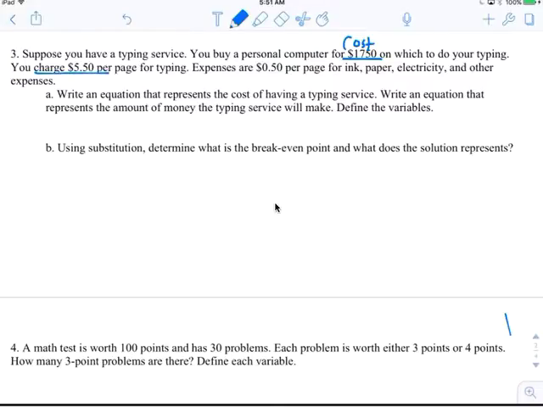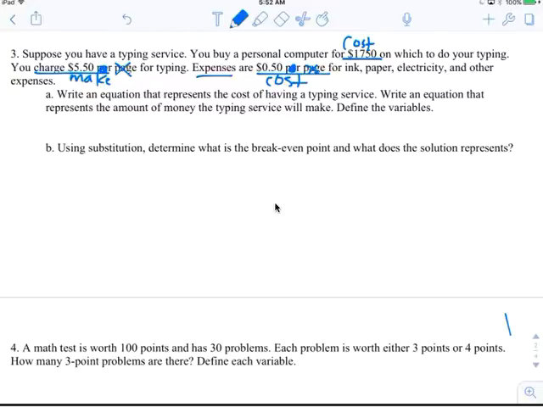You charge, so this is what you're going to make: $5.50 per page, x number of pages. See if it changes on us. Expenses are 50 cents per page, x. Expense means cost. That's for ink, paper, electricity, and other expenses that should show up. So on average, costs that much. Okay.